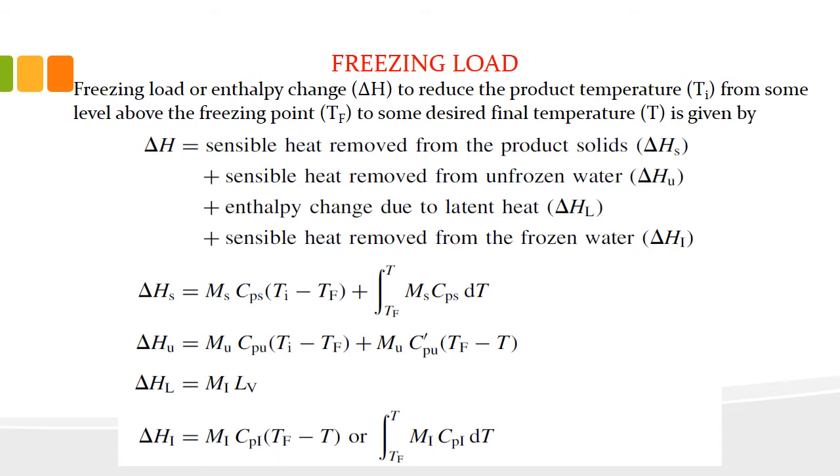So first, Ti to Tf, we need to reduce the sensible heat. So sensible heat removed from the product solids, say delta Hs. Then we know what is the composition of food materials during the freezing operation. So there are product solids, and there is unfrozen liquor, and there is frozen ice. So we have to consider all this when calculating this freezing load. So first term is you have to reduce the temperature from Ti to Tf. So that is simply sensible heat removed from the product solids plus sensible heat removed from the unfrozen water.